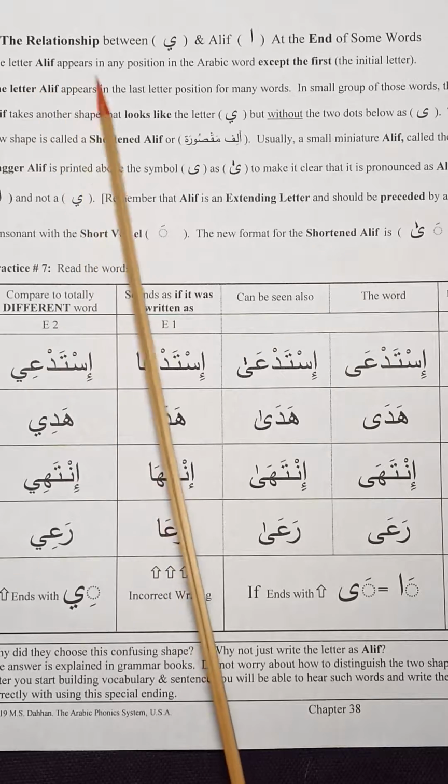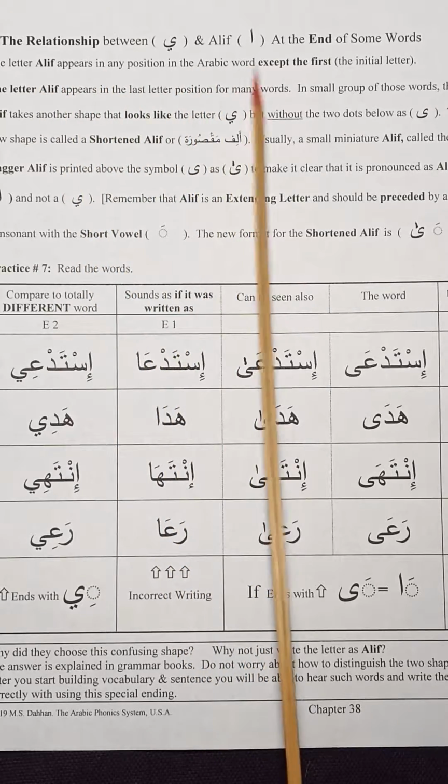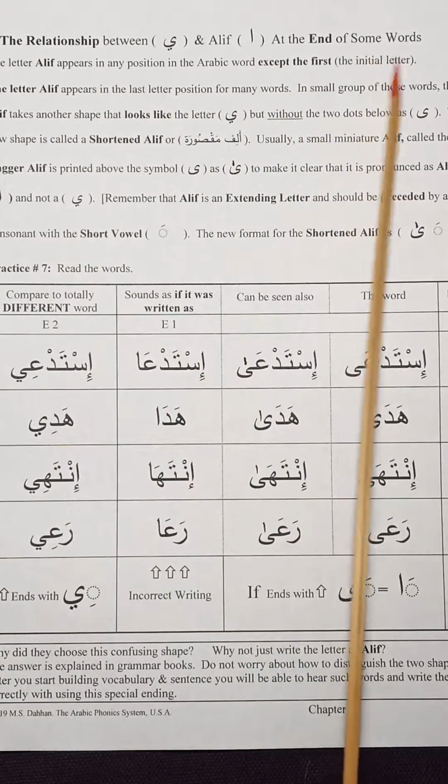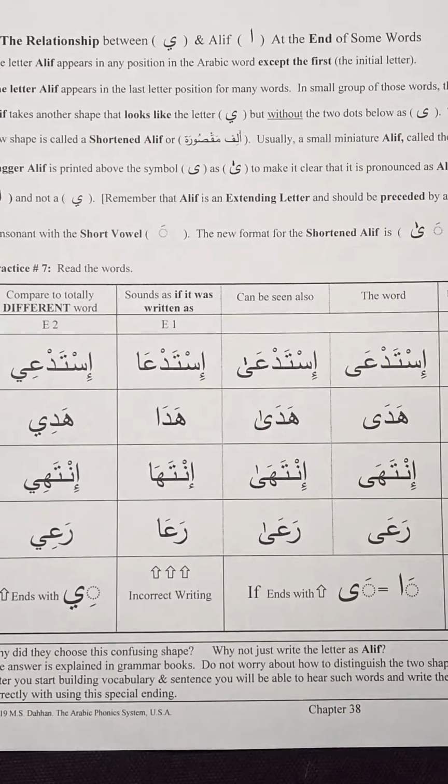The letter alif appears in any position in the Arabic word except the first, the initial letter. Why? Because the alif is an extending letter. It's the only silent letter in Arabic. There is no Arabic word that starts with a silent letter or with sukoon, although sukoon has nothing to do with the alif, because sukoon only comes with a consonant. So no Arabic word starts with alif, and no Arabic word starts with sukoon.